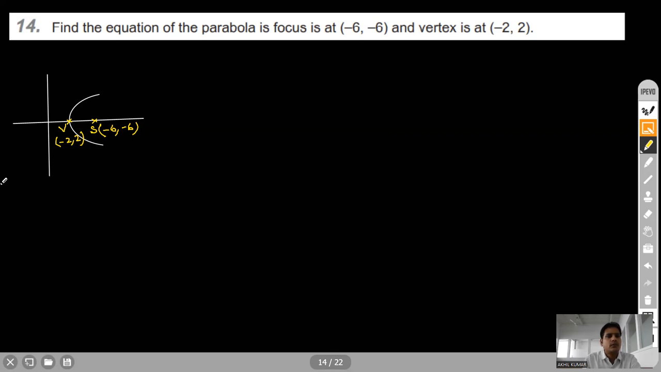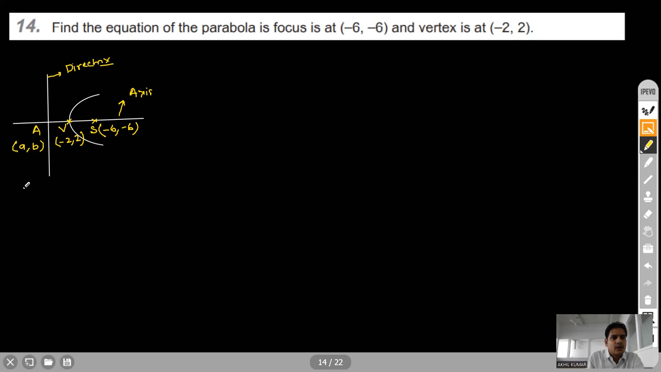Okay. So we can do one thing. This is our directrix, no? This is the directrix of the parabola, and this is the axis of the parabola. So if I take the point of intersection as A, what will be the coordinates of A? Suppose I say the coordinates of A are (a, b). Basically, the vertex will be the midpoint of this segment. So we know the vertex coordinates, so we can find the coordinates of A.